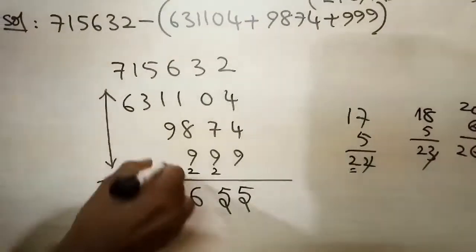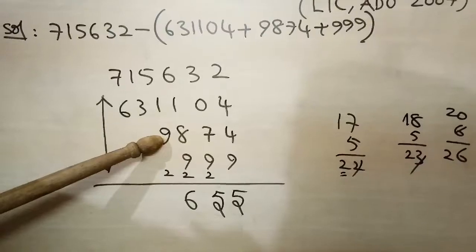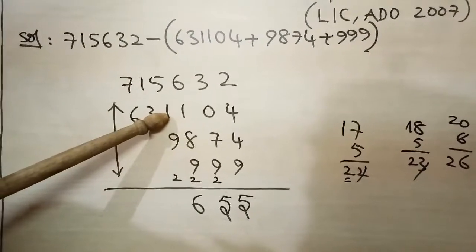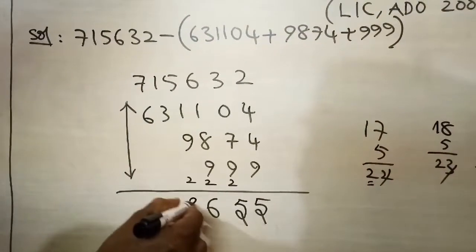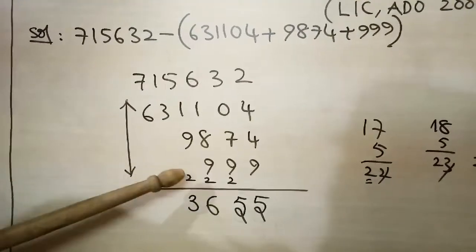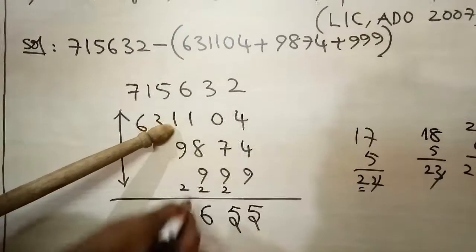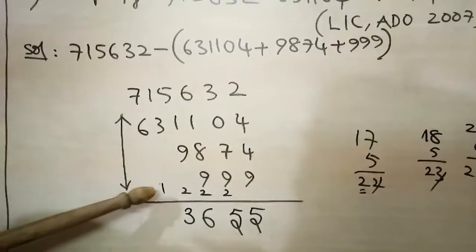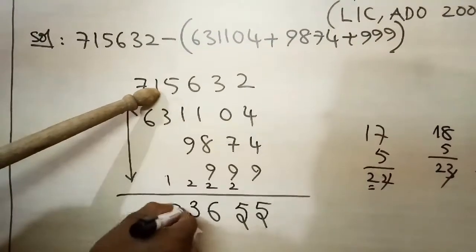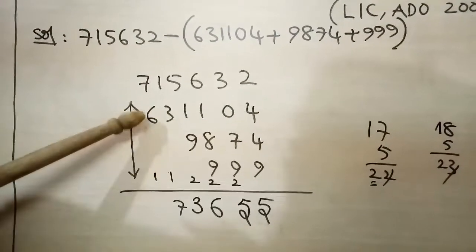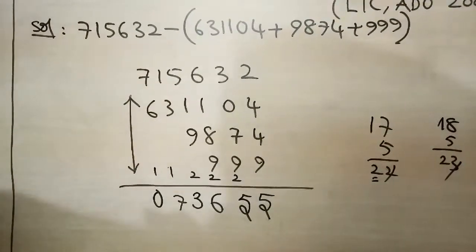Here write this 2 here. 2 plus 9, 11, 12. To get 15 I want to add 3. 12 plus 3, 15. 1 is there. 1 plus 3, 4. 4 plus 7 is 11. 1 plus 6, 7. 7 plus 0, only then you will get this answer.